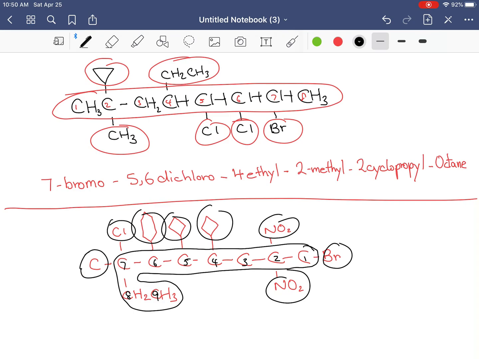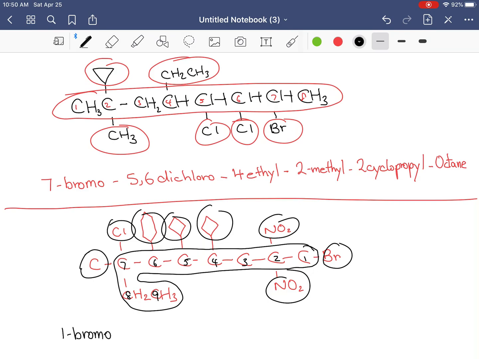Okay, you notice I did not put any of the H's. Well, getting lazy here. But if you were to draw this for real and you're doing this for marks, I would advise you to put those H's there. Okay. All right, let's name them. Remember, alphabetically. So you have 1 bromo.